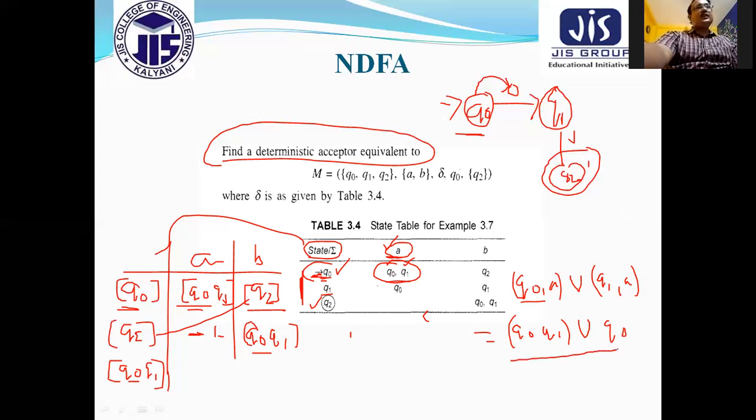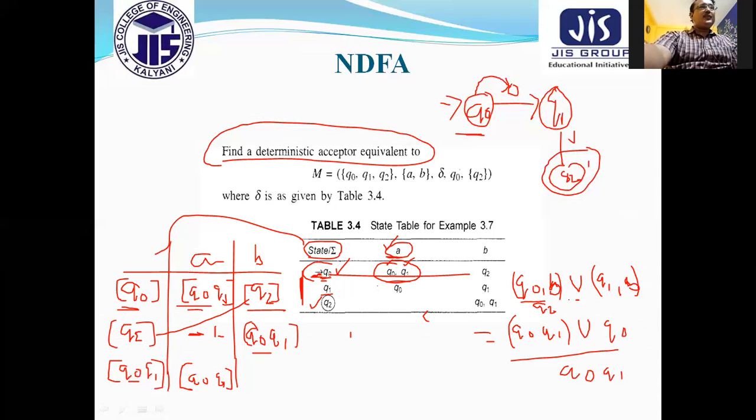So if I take the union of these two, what becomes? It becomes Q0 and Q1. So you can write here. Similar thing we can do for the B. Q0 B, where is it going? Q0 B is going to the Q2. See here. Q0 B, Q2. Q1 B, suppose, because I am going for the B.